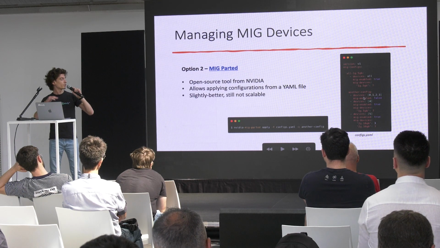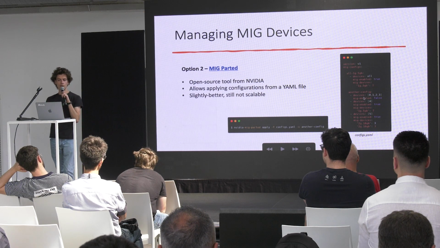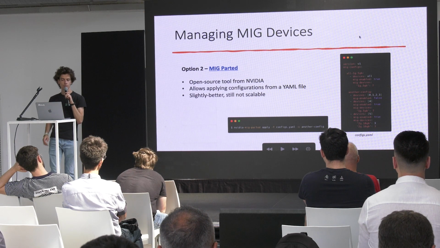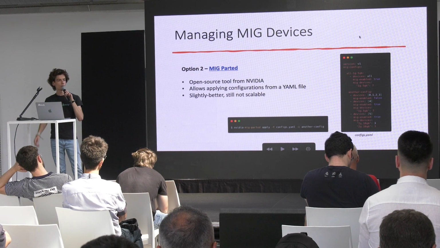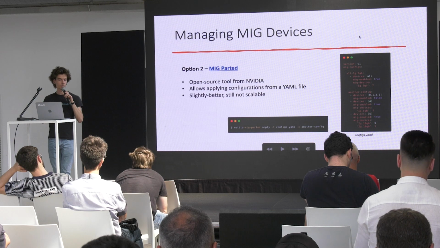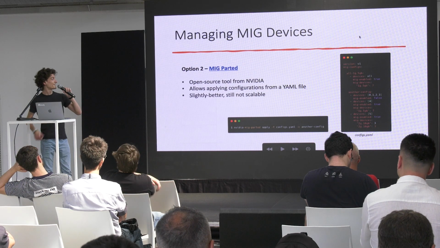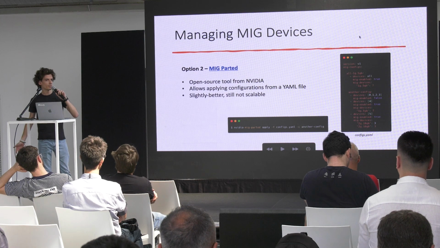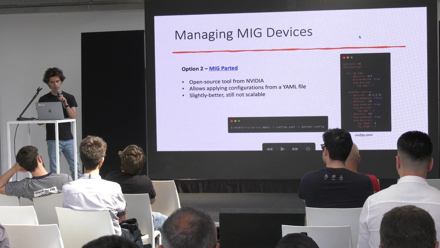Basically, you can just define your configurations in a YAML file where you specify different partitionings for your GPUs, and then you can apply them just by running a command and specifying the name of the configuration you want to apply. Slightly better, but you still have to SSH to the node and then restart the device plugin, so not very scalable, not very in the Kubernetes way.